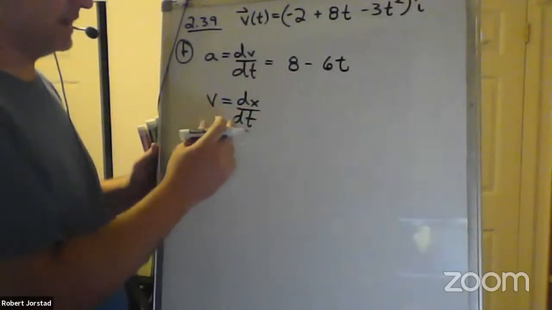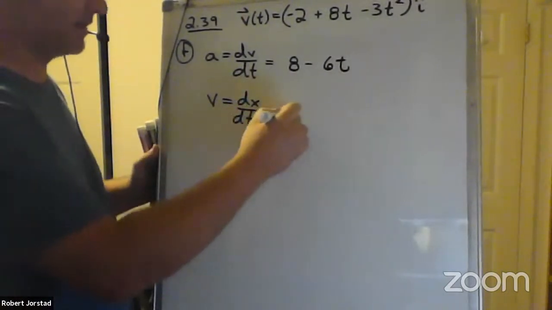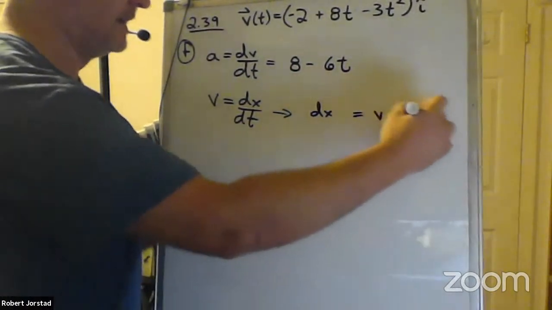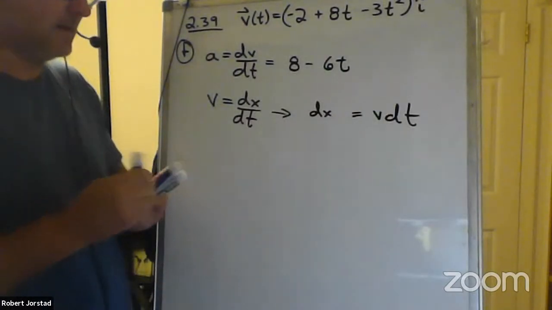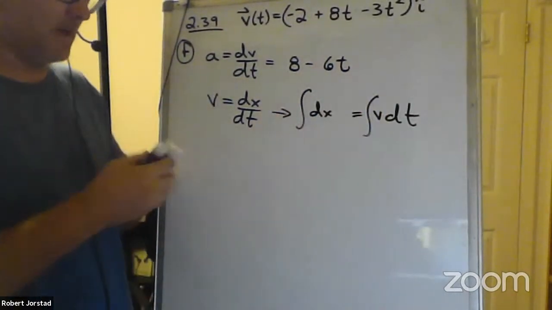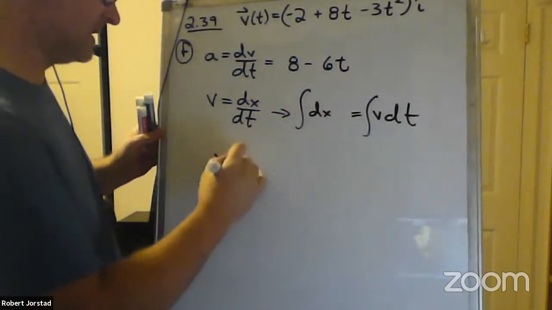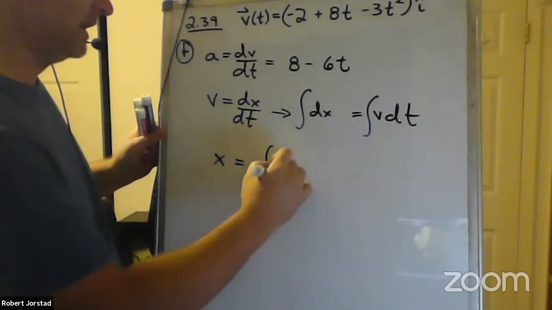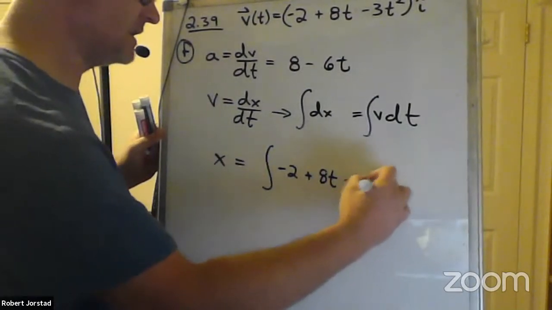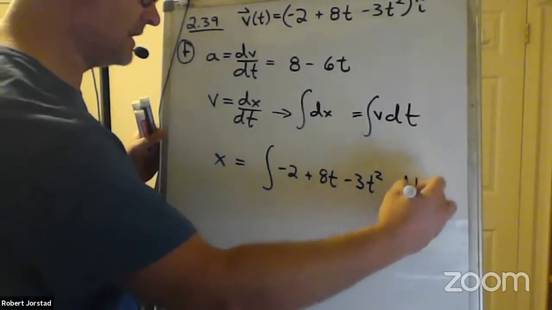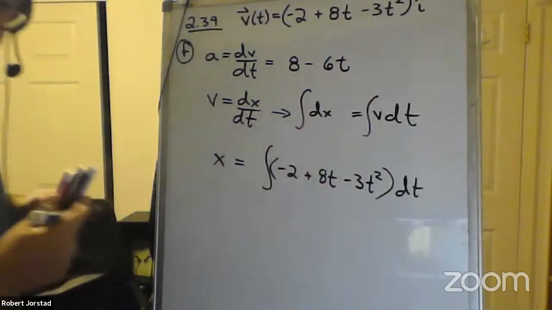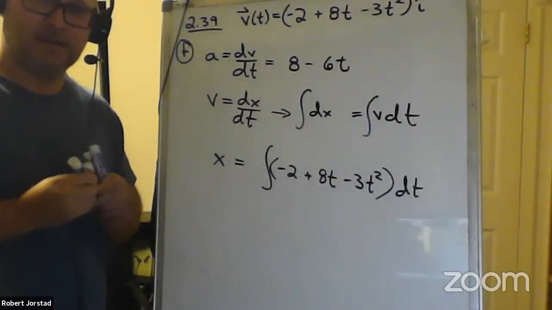So then let me ask you this. If I want to get this right, can't I just rearrange this to say dx is equal to v dt? And then can't I just integrate both sides here? And won't that basically give me x is equal to the integral of -2 plus 8t minus 3t squared dt? Basically plug the velocity in and integrate it. Isn't that going to work? What do you think?